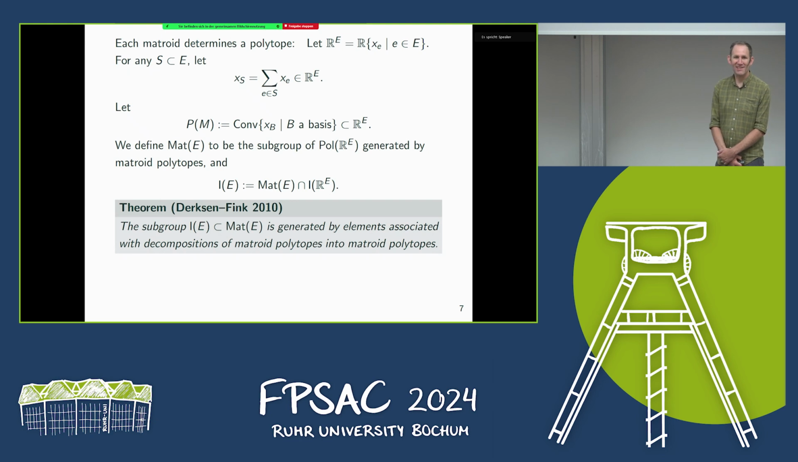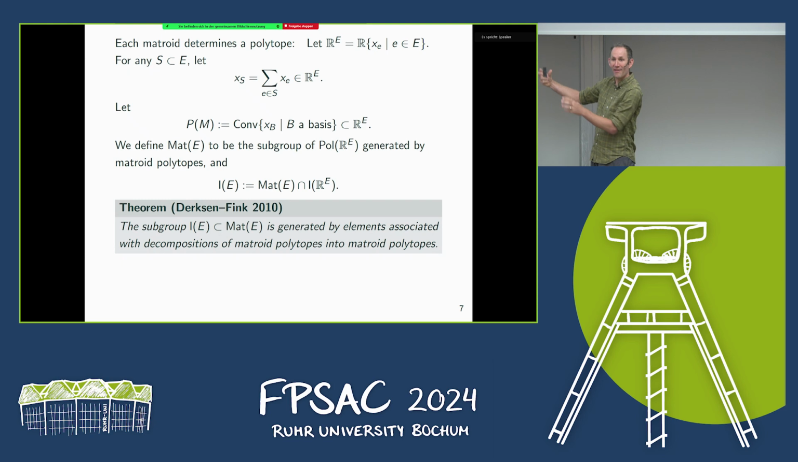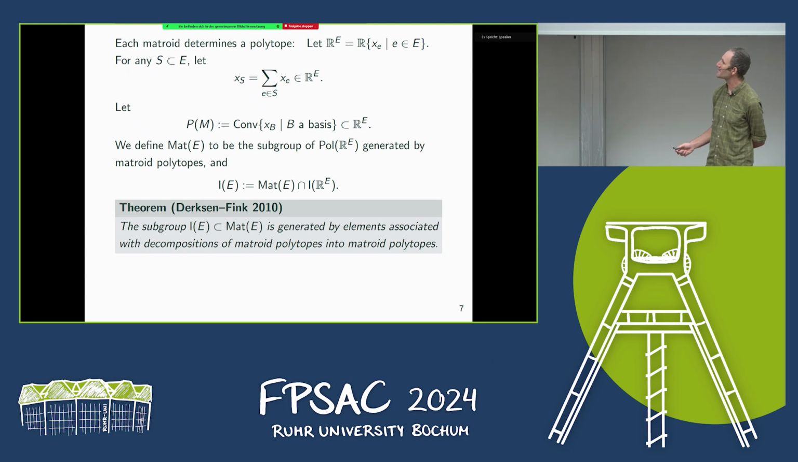A theorem which sounds obvious at first, but is really not at all obvious, is that I(E) is generated by elements associated with decompositions of matroid polytopes into matroid polytopes. You might think that you have a matroid polytope and you can decompose it into a bunch of pieces that are not matroid polytopes and then reassemble them into a different matroid polytope in another way, and then you have a relation in I(E) that doesn't come from decompositions into matroid polytopes, but in fact that's unnecessary. So to understand I(E), it is sufficient to just think about decompositions of matroid polytopes into other matroid polytopes. This is actually a pretty deep result.